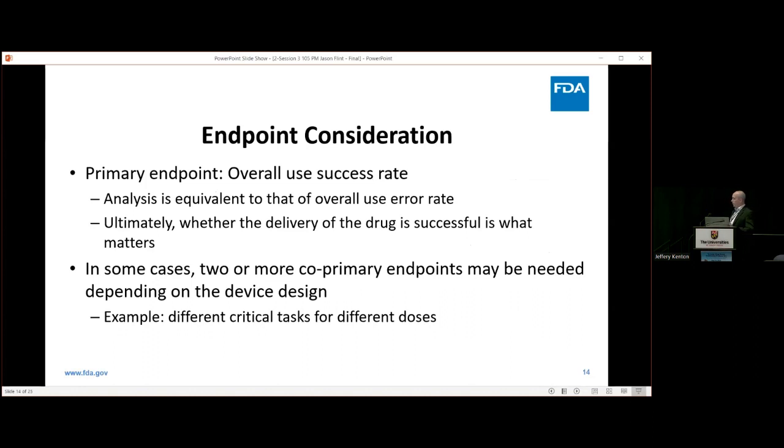So again, endpoint considerations: the primary endpoint is going to be the overall use success rate. The analysis is equivalent to that of overall use error rate, so you can use either. Ultimately, whether the delivery of the drug is successful is what matters. In some cases, depending on your product, you may have 2 or more co-primary endpoints that need to be looked at. So if you have different critical tasks for different doses, for example, you may need to look at that.